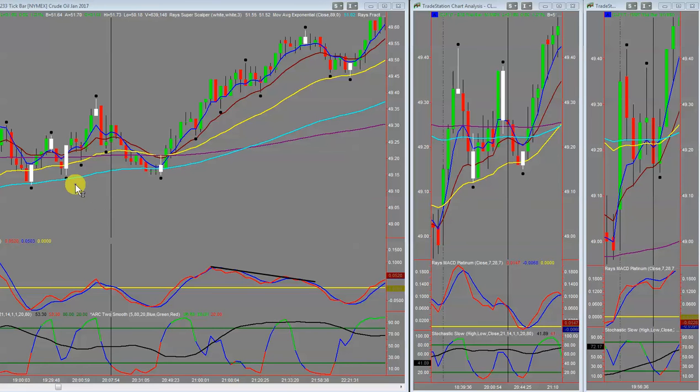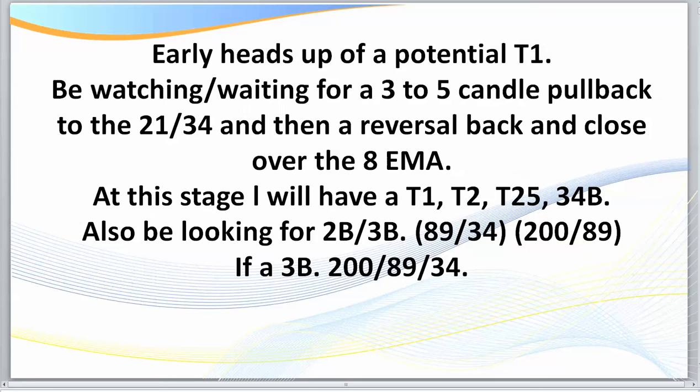So this is what I'd like you to think about: scalping when you've got a T1. Now with your T1 signals, let's go back to a slide here. Because CL can move so quickly, what you want is an early heads up of a potential T1, or if you're trading a T2 or whatever. So you might want to type this up and put it down. An early heads up of potential T1.